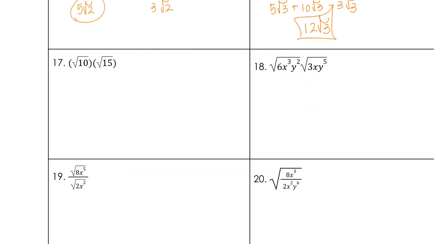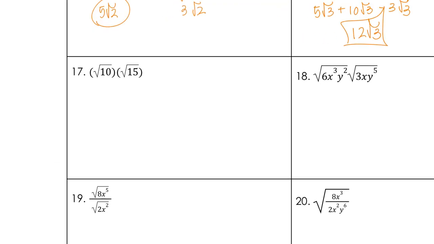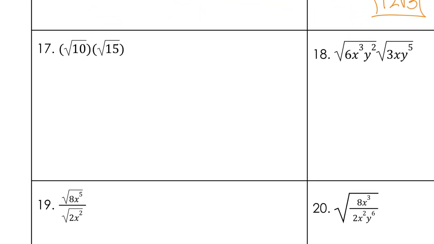When we're multiplying and dividing radicals, the radical doesn't have to match, okay? It has to both be square roots or both be cube roots or anything like that. But the numbers underneath don't matter. We don't have to make them matching. We can just multiply. So if I'm looking at number 17, I see square root 10 times square root 15, which if I multiply 10 and 15, I get what? 150. Good. So it's the same as the square root of 150.